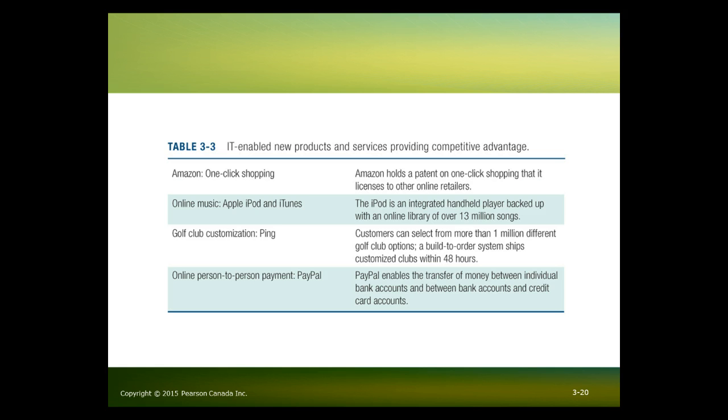Yeah, and you can patent that, right? And if you have a patent on that, then no one else can claim that they have one-click shopping. If they want to use your one-click shopping, you can license it to them. Things like golf club customization from Ping. Things like online person-to-person payment, like PayPal. Others can have that, but PayPal was the first.